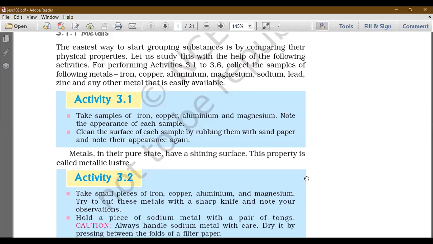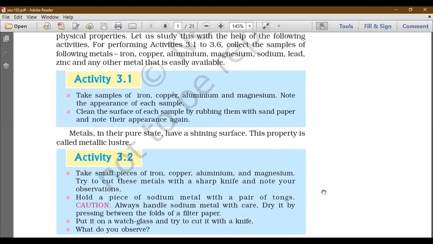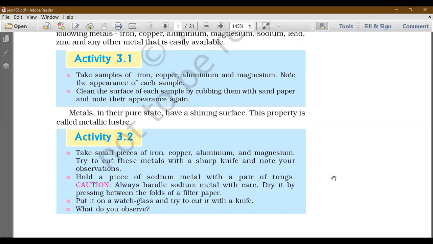Activity 3.1. Take samples of iron, copper, aluminium, and magnesium. Note the appearance of each sample. Clean the surface of each sample by rubbing them with sandpaper and note their appearance again. Metals in their pure state have a shining surface. This property is called metallic luster.